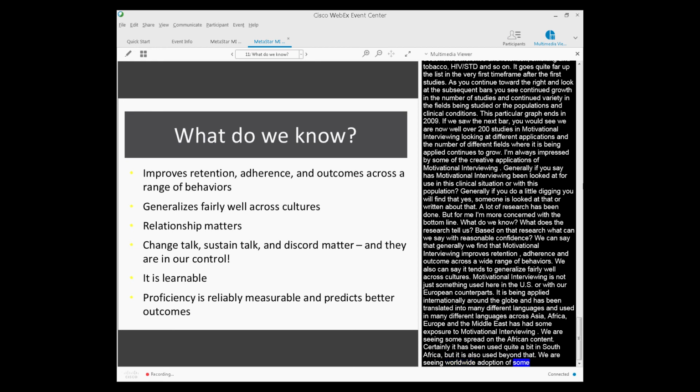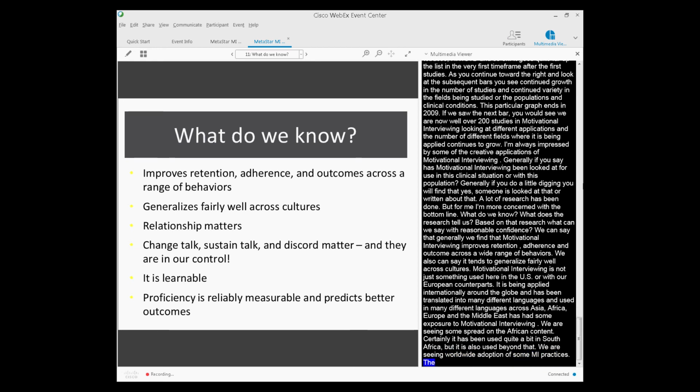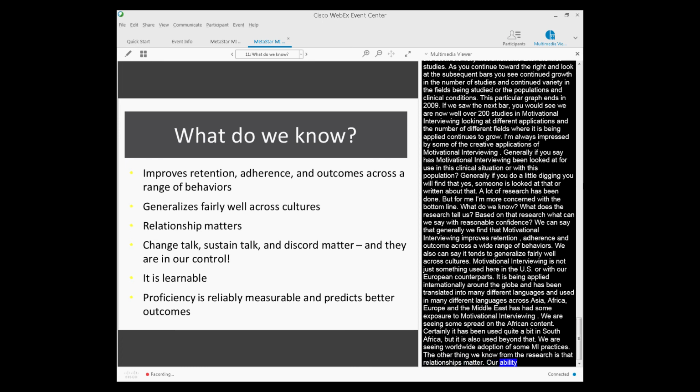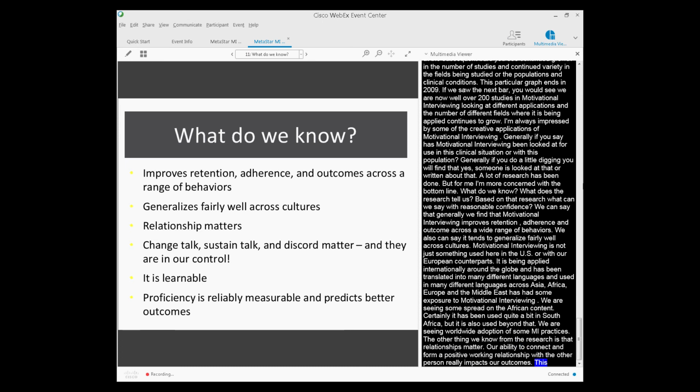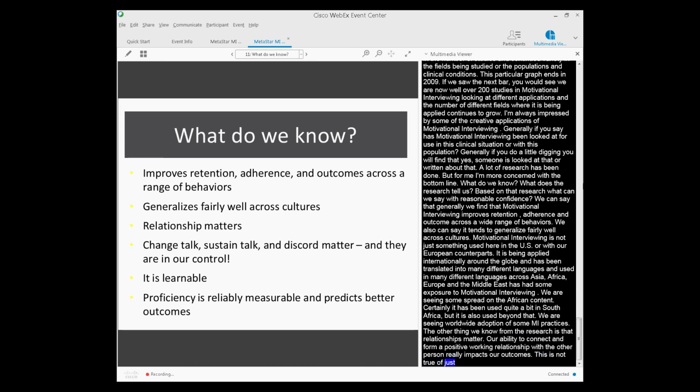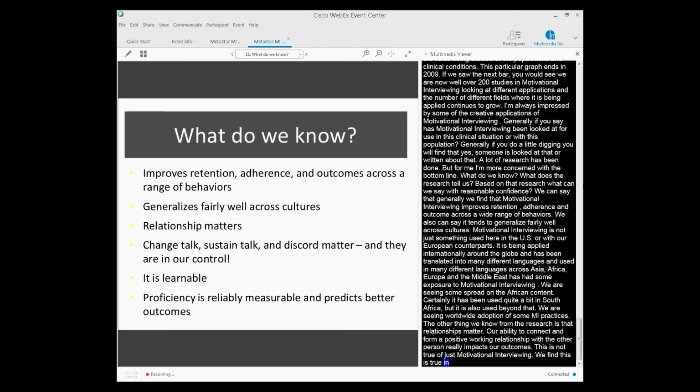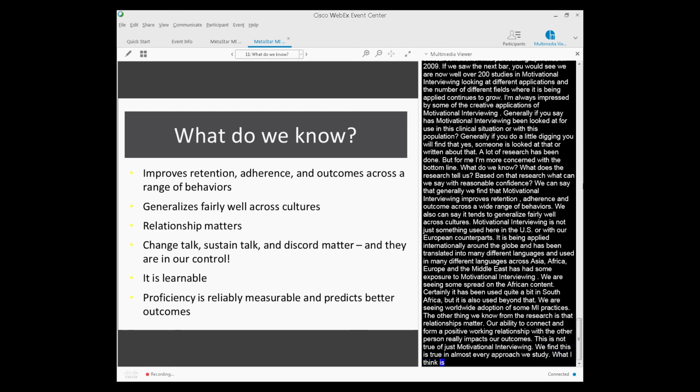The other thing we know from the research is that relationships matter. Our ability to connect and form a positive working relationship with the other person really impacts our outcomes. And this is not true of just motivational interviewing. We find this is true in almost every approach that we study. What I think is unique in motivational interviewing is that it gives you some particular tools and skills to really establish that positive working relationship.